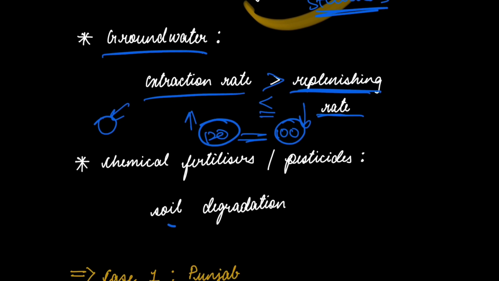Next is the use of chemical fertilizers and pesticides. This will lead to soil degradation. When you are using chemical fertilizers and pesticides, they'll lead to soil degradation. For now it may be fine, but after some time that soil may become infertile, or it will not help in the growth of the plant.